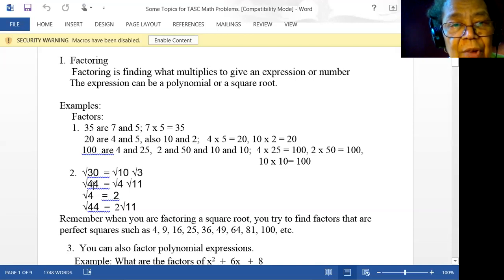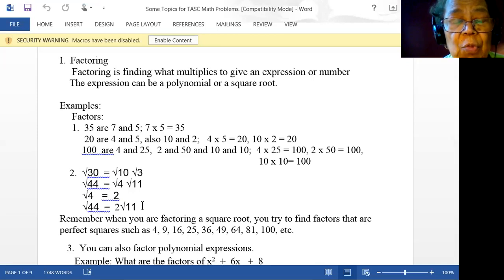Now, let's look at the square root of 44. What two numbers multiply to give 44? Well, an example is 4 times 11. So that square root can be factored into the square root of 4 and the square root of 11. But 4 is a perfect square, its square root being equal to 2. So the square root of 44 can be written as 2, which is the square root of 4, times the square root of 11, which is quite similar to the problem you had on worksheet number 8.